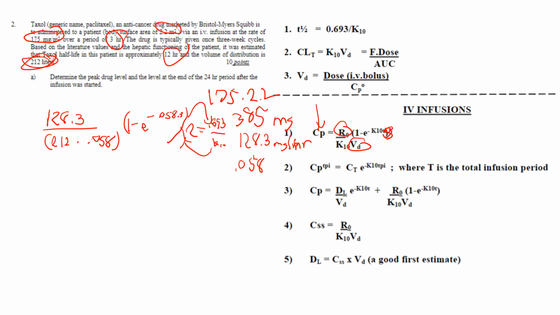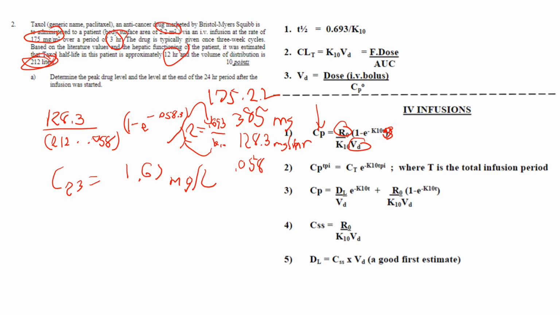But what we can do now is just simply plug in numbers. 128.3 divided by 212 times 0.058. Multiply that by 1 minus e to the negative 0.058 times 3. We get a concentration of 1.67. I'm assuming this is probably milligrams per liter. If it wasn't, it is now. So that's great. So this is our concentration at 3 hours.